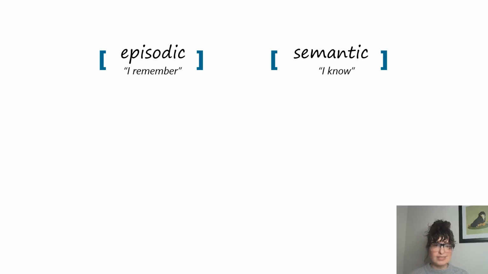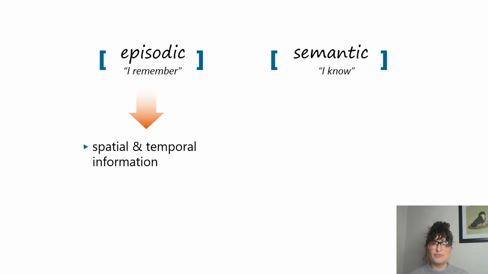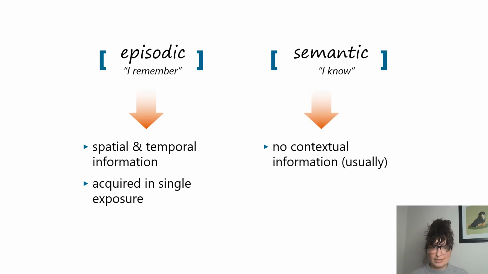Episodic really aligns itself with this I remember experience. It's memory for events that you have experienced. In comparison, semantic memory has this more I know component of it. It is memory for facts. Episodic memory typically has spatial and temporal information automatically encoded in the memory, and episodic memory is acquired in a single exposure. That's kind of the definition of it, is that it's based on a single event that you have experienced. Semantic memory, on the other hand, is memory for facts.